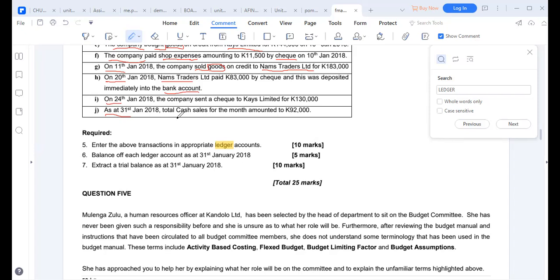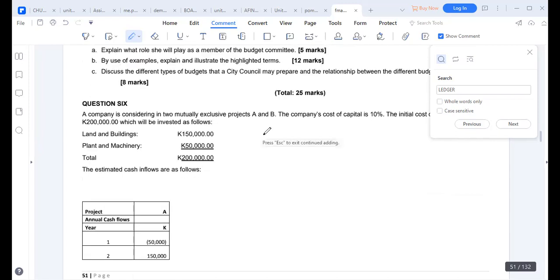Let us brainstorm. We look at it. Sales is the giver. Yes, it's the one to be credited, and cash is the receiver. Okay. So those were the transactions, how to enter them.